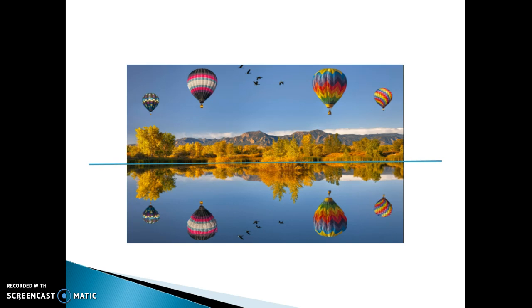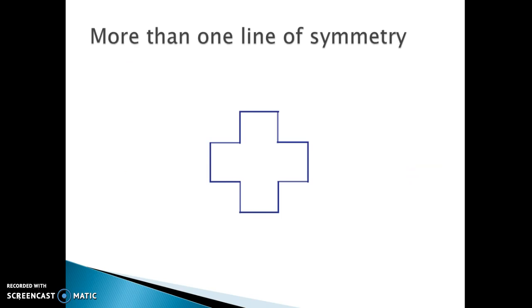Now, I know this is not perfectly symmetrical. If you look really carefully, you're not seeing the mountains the same way. The trees look bigger in the water, but it gives you a really cool view of something that's pretty symmetrical in nature and just beautiful. But let's talk about how some figures can have more than one line of symmetry.